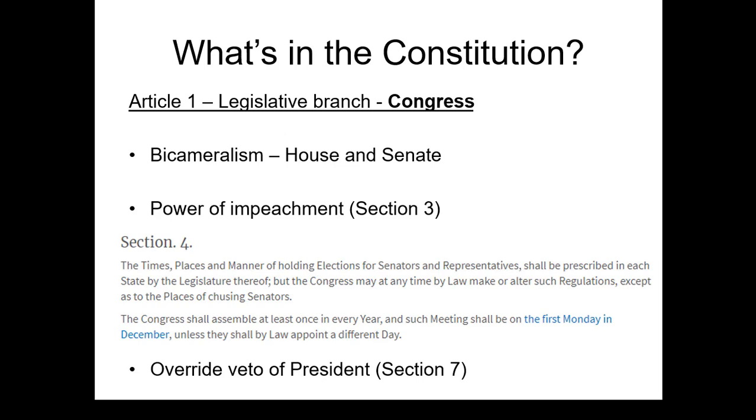Article 1 is talking about the legislative branch, which talks about the powers of Congress, requirements for representatives, and things like that. Section 2, for example, talks about age requirements and citizenship requirements for being a member of the House of Representatives. For the Senate, they also talk about one representative for each district. We'll talk about that more later on.